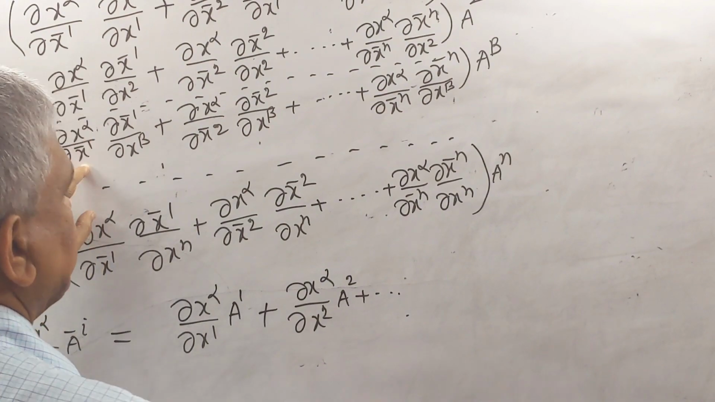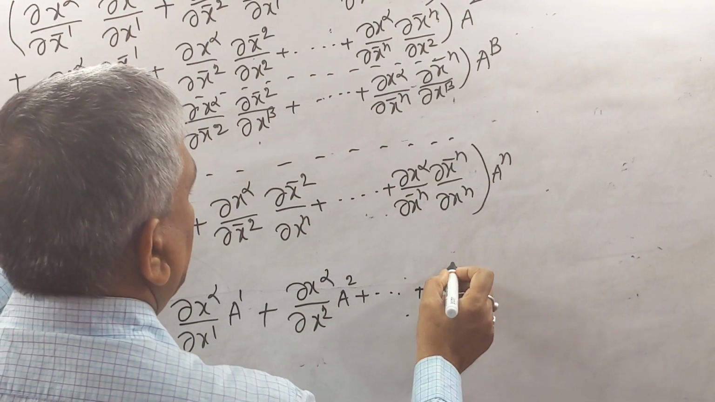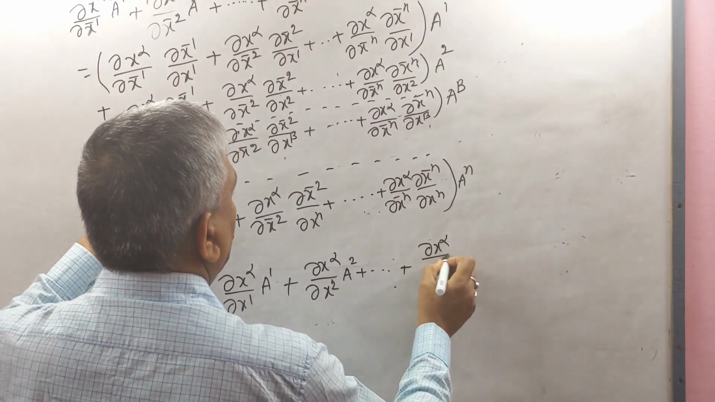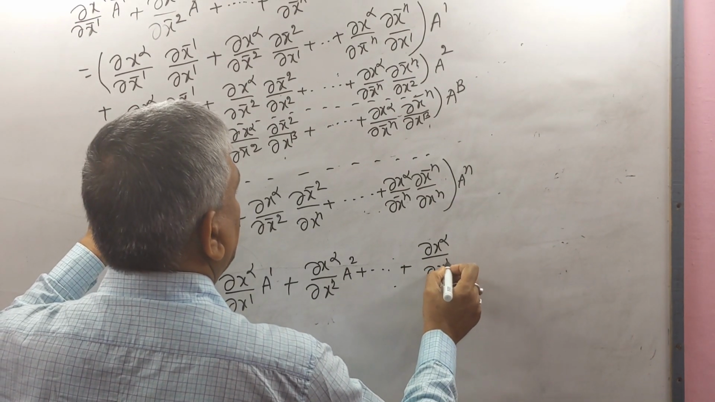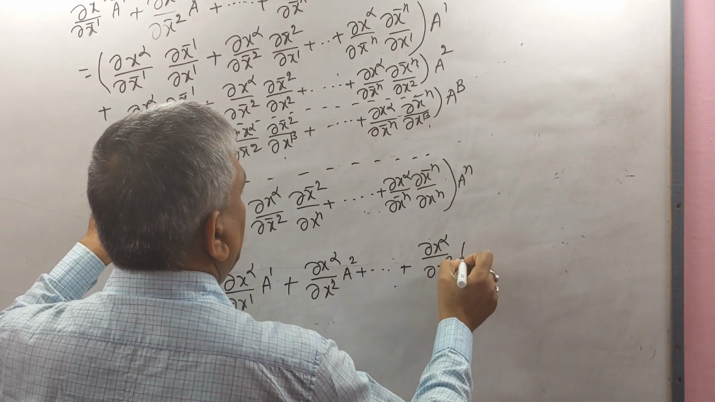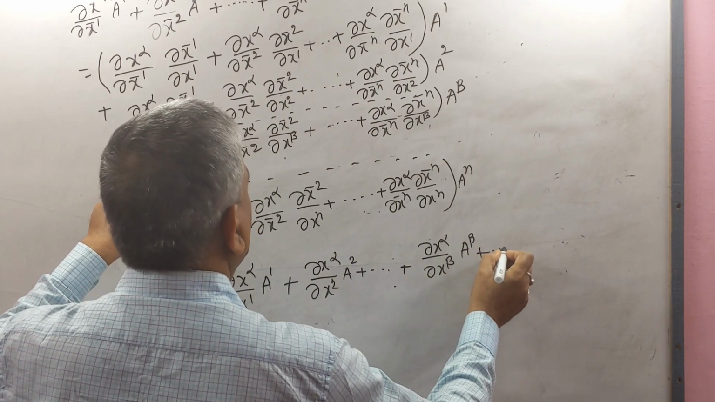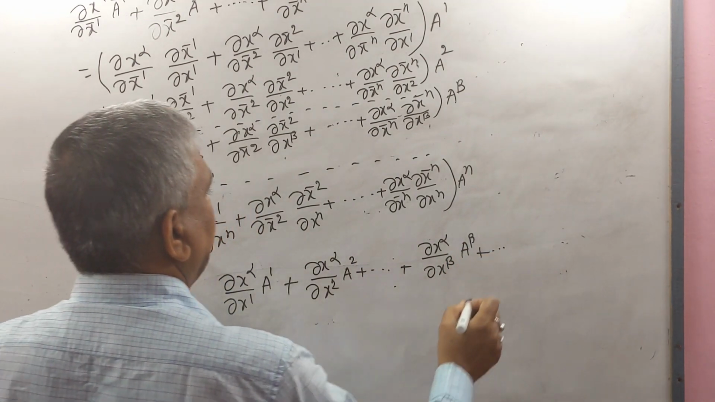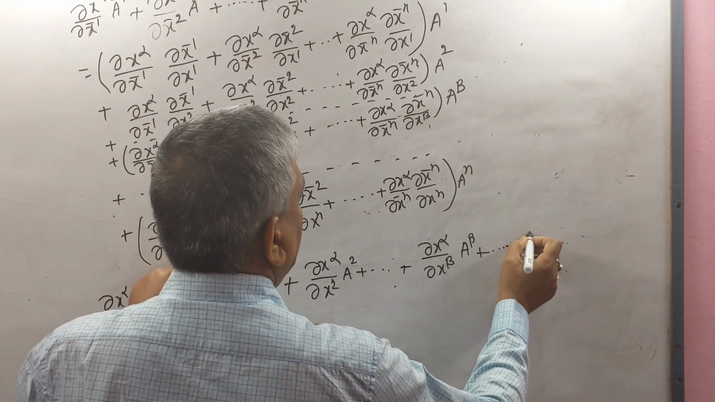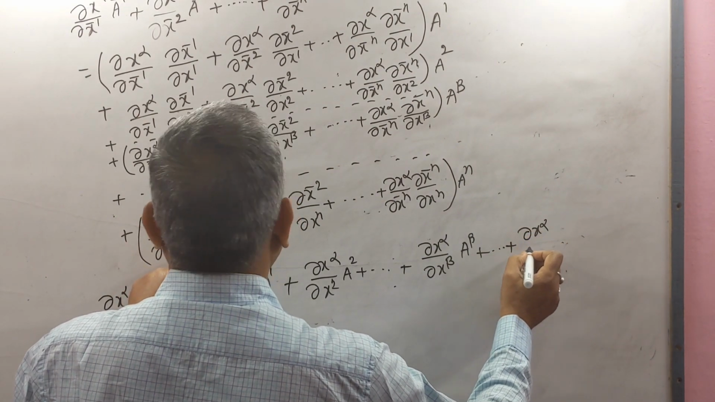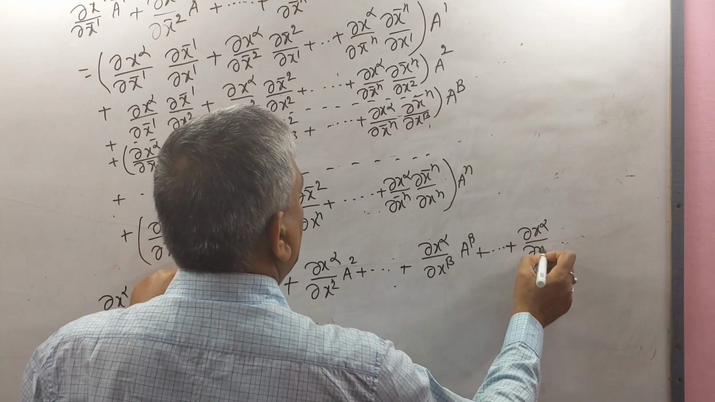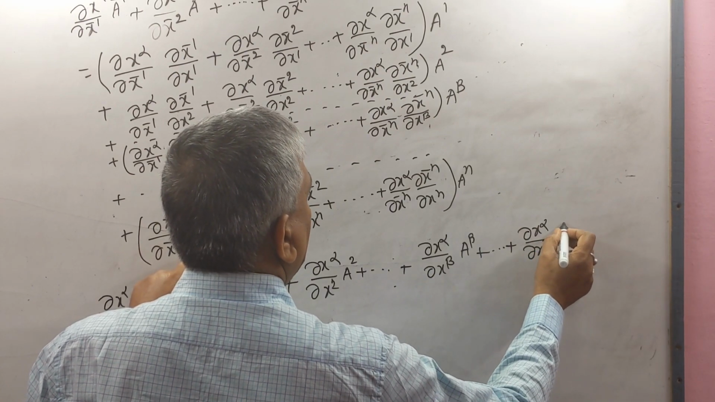This line represents del x alpha by del x beta A beta plus dot dot dot. This line represents del x alpha by del x n An.